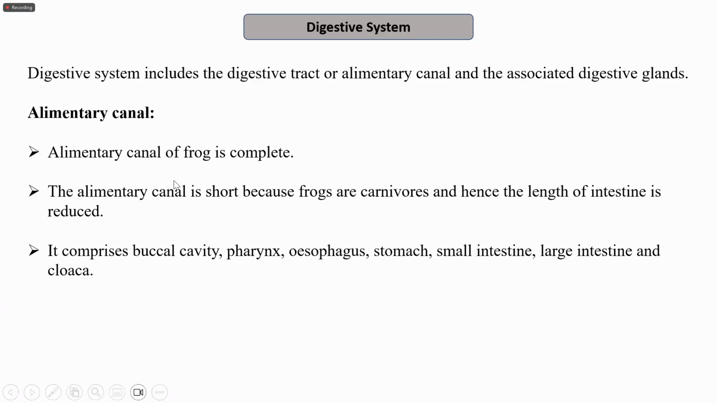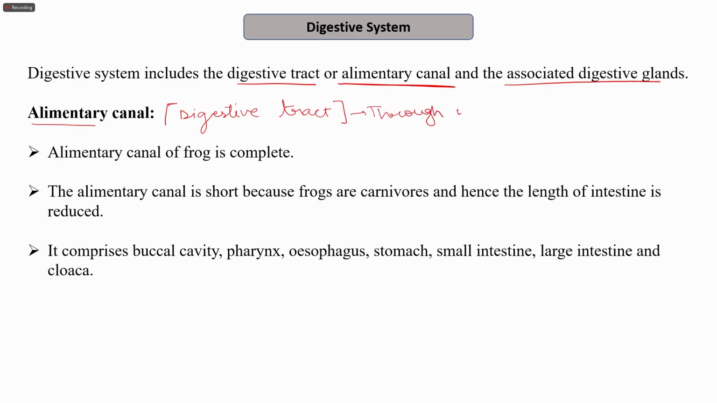So, firstly we will study the digestive system. The digestive system mainly includes the digestive tract, which is also known as the alimentary canal, and the associated digestive glands. So, what are the parts of the digestive system? It includes the digestive tract and the associated digestive glands. What is the alimentary canal? The alimentary canal is the digestive tract through which the food passes during the digestion.